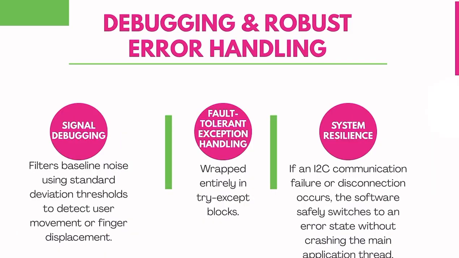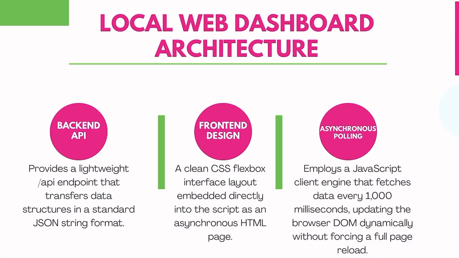Debugging and robust error handling. Signal debugging: it tracks baseline noise using a standard deviation threshold to detect user movement or finger displacement. Fault tolerance and exception handling wrap the hardware access blocks. The system is resilient. If I2C communication failures or disconnection occurs, the software safely switches to an error state without crashing the main application thread.